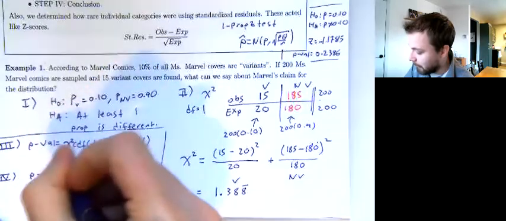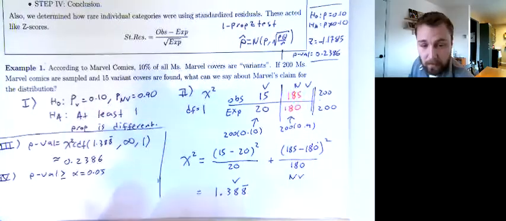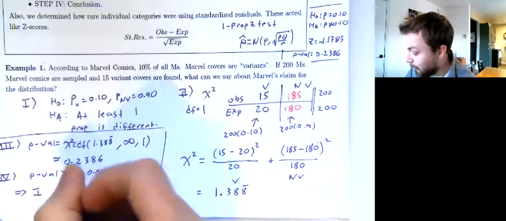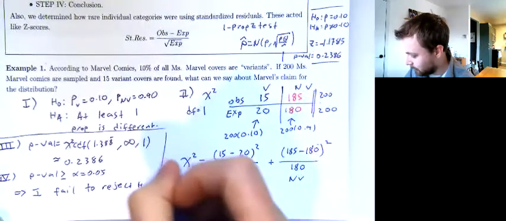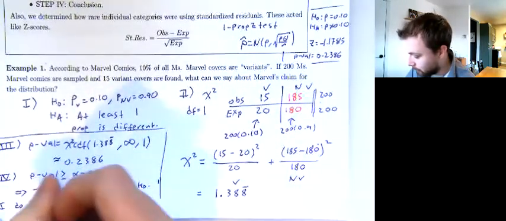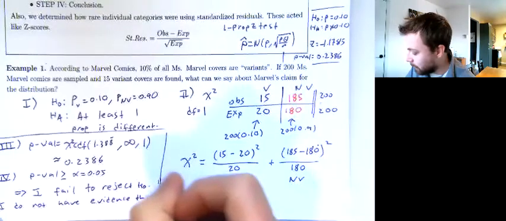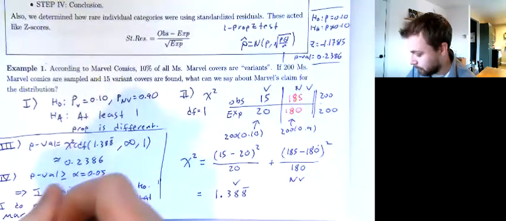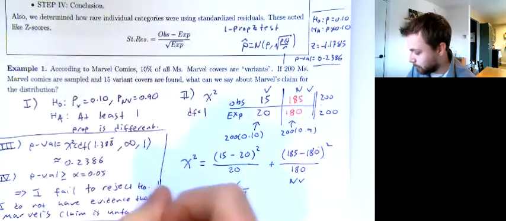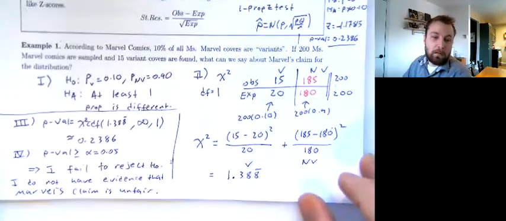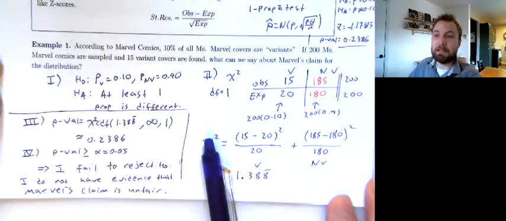So, okay, looks like I have a large p-value. And if I have a p-value that is larger than, let's say, an alpha level of 5%, I fail to reject the null hypothesis. So I do not have evidence that Marvel's claim is unfair. So this tells me that the distribution that they're telling me could be a good fit. I don't have evidence that it's not a good fit.